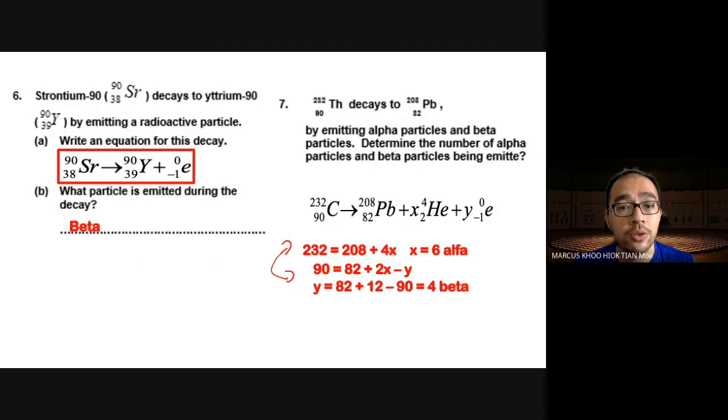Okay, and that's how you do this. So just take the top: 232, 208, and then yeah. Why is there no y? Because 0 times y equals 0. So that's why we take the number at the top to find the x. We take the bottom to find the y. Of course, you have to substitute the x inside, in order to find the y.